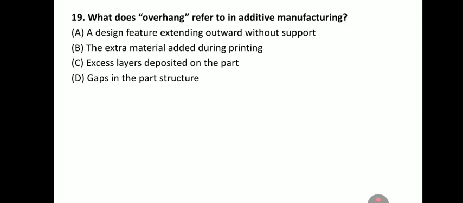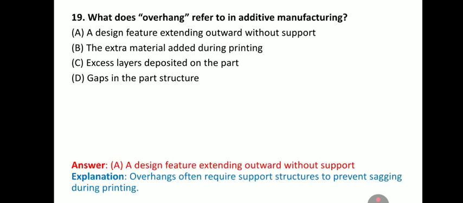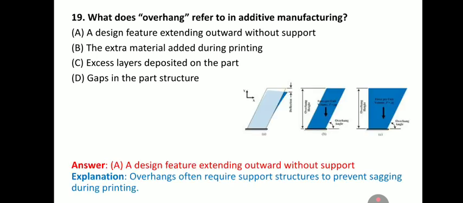Next question, what does overhang refer to in additive manufacturing? So the answer is a design feature extending outward without support. So here you can see the overhang. Now this portion is extended outward without any support, and that is known as overhang.